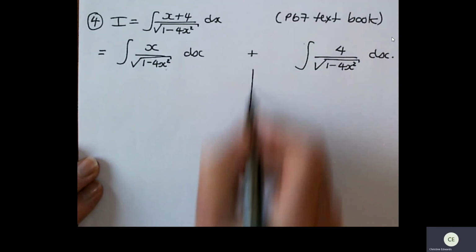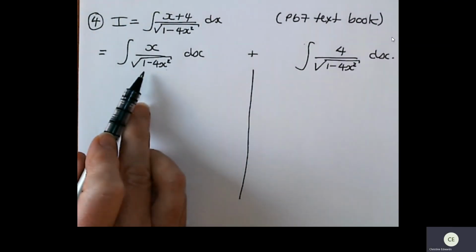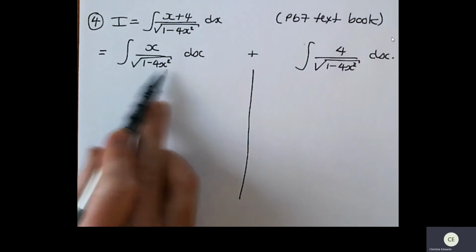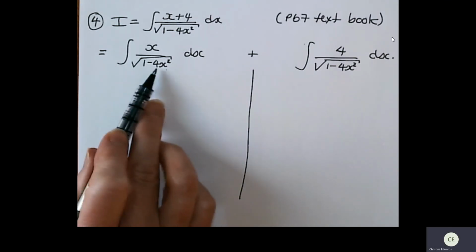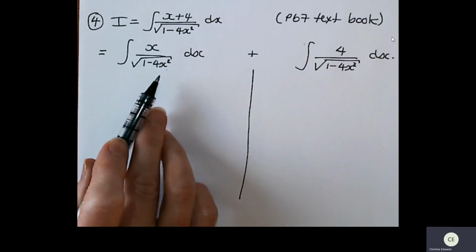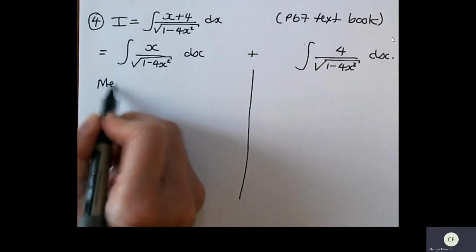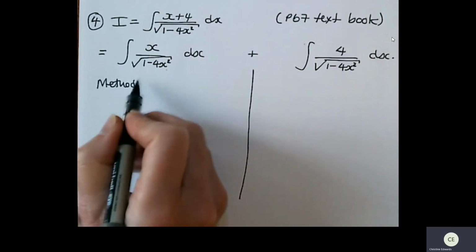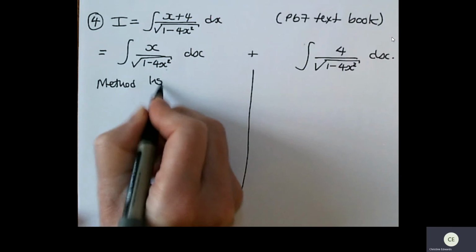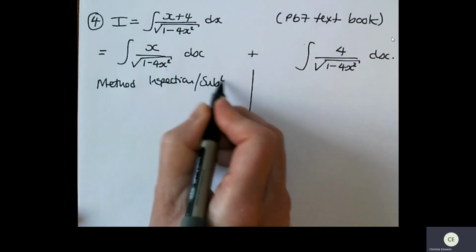Now, let's consider them separately for a moment. If I look at this one, if I differentiate the bottom, I'm going to generate an x. So it looks like I'm looking at integration by inspection or possibly substitution if I'm not sure. So we'll use substitution on this occasion, but my method is either inspection, which would be my reverse chain rule, or I could use substitution.